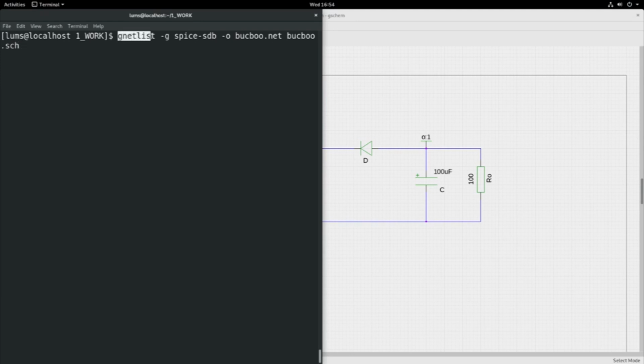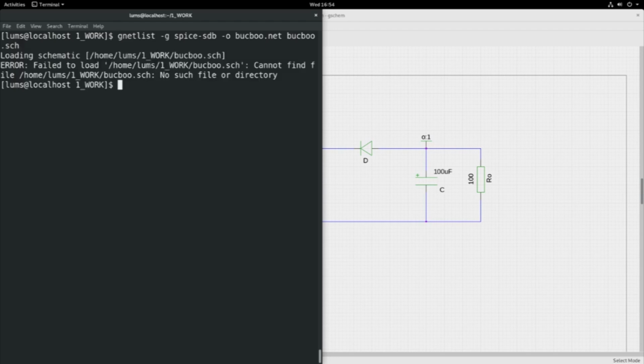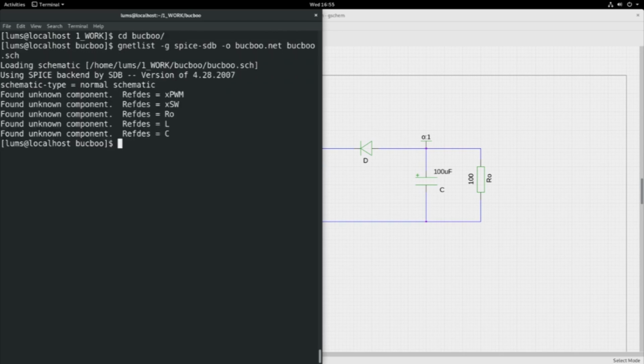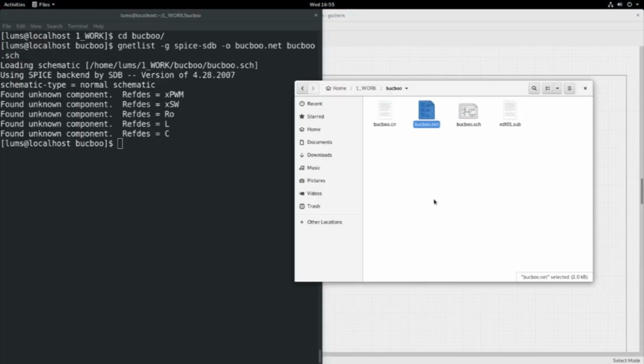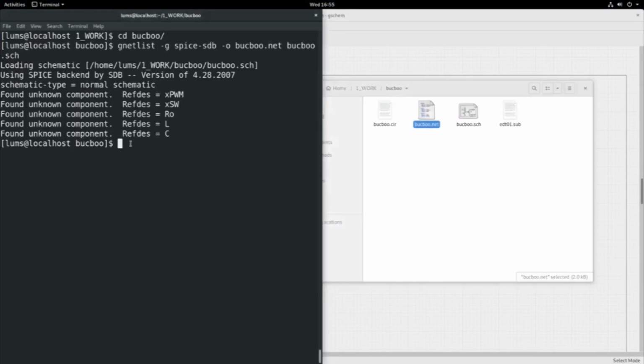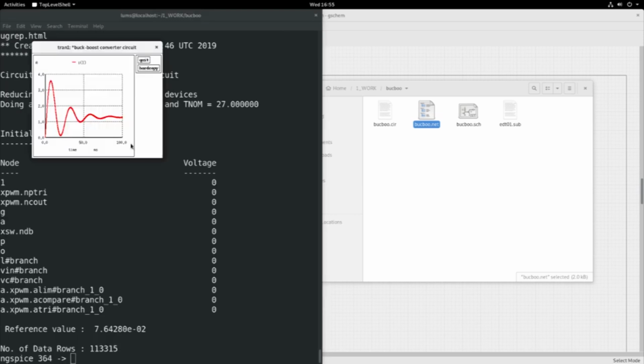I am using the gnetlist command and generating buckboo.net from buckboo.sch. This is the schematic file we just now saw. So on executing, you will see that the netlist gets generated. So the netlist is here. We have the netlist, and now you enter the ngSpice environment, ngSpice buckboost.cir, and it will execute and show the waveforms.